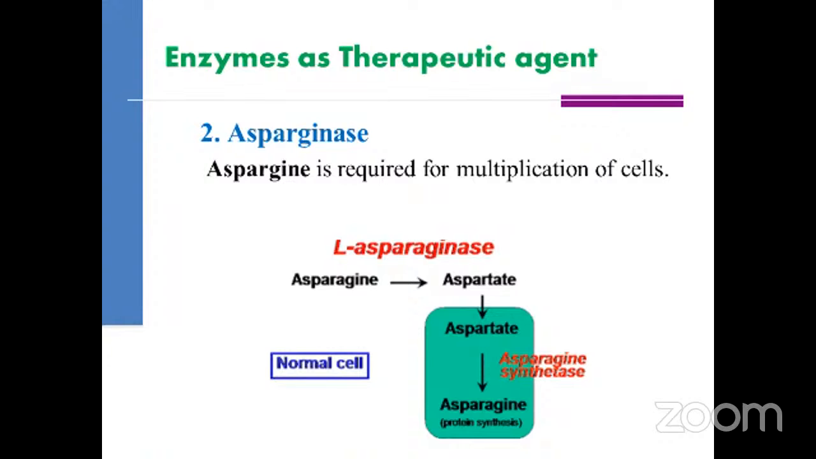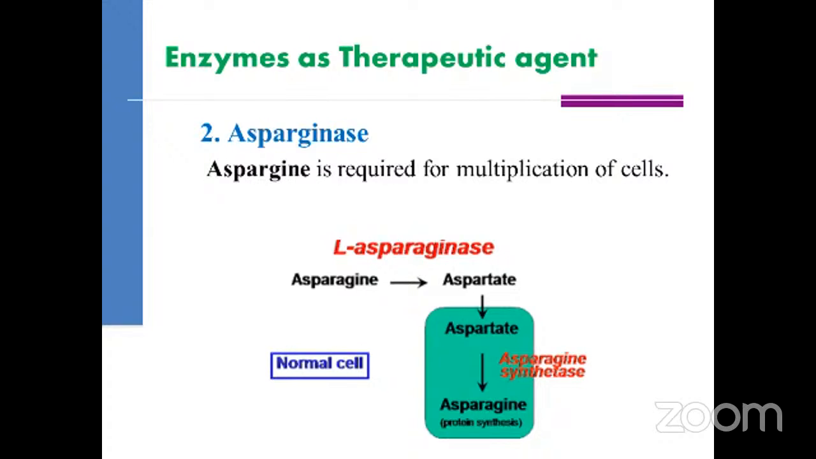Next, coming to asparaginase. Asparaginase is an enzyme which converts the asparagine amino acid to aspartate. Now, what is the use of this asparagine? Asparagine, you know, is an amino acid. This asparagine amino acid is required for the multiplication of the cell. This asparaginase converts the asparagine inside our body to aspartate.